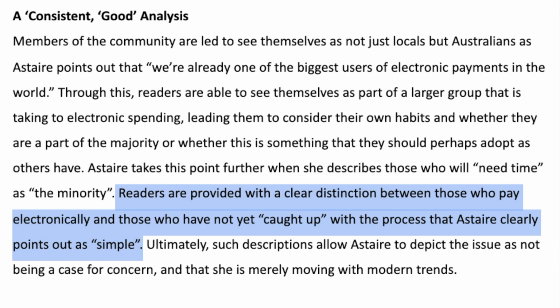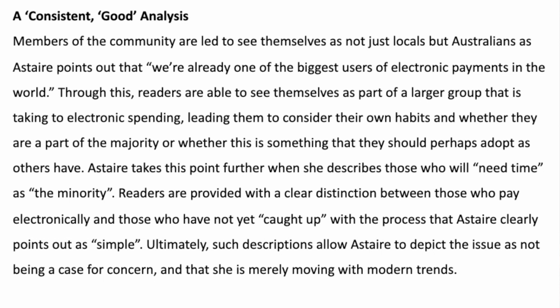And so we haven't forgotten, though, of course, that we must get to that analysis come the end of it, and that bringing it back to that think, act, and feel and the intended effect. And so it wraps up with, ultimately, such descriptions allow Astaire to depict the issue as not being a case for concern and that she is merely moving with modern trends. And so we have this understanding of argument and how it is leading the reader to think, act, or feel a certain way. I probably wouldn't mind a few more words in there that allow us to understand exactly how it impacts on the reader. But I think it's a very good understanding of how argument can work and the intended effect of the argument.